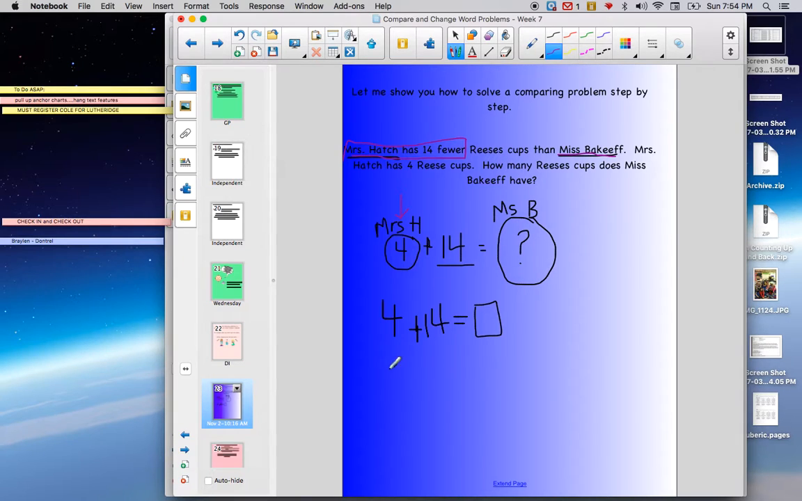If I think about my cube strategy, remember I've got to circle my 2 numbers that I know. I know 14 and I know 4. Underline the question: how many Reese's Cups does Miss Bekeef have? Well, this is Miss Bekeef in the big circle. Notice I put a question mark here because I don't know. Fewer is a keyword for sure.